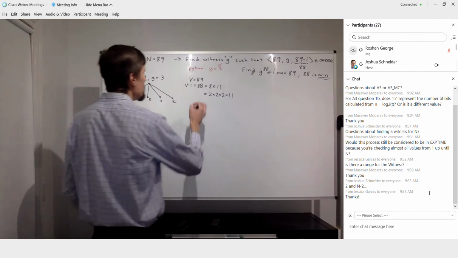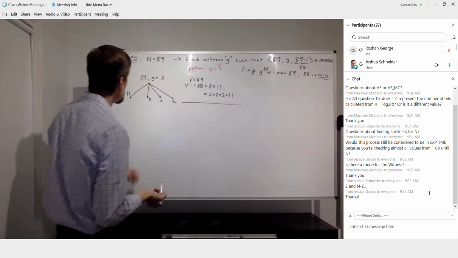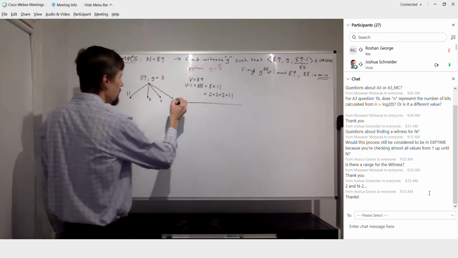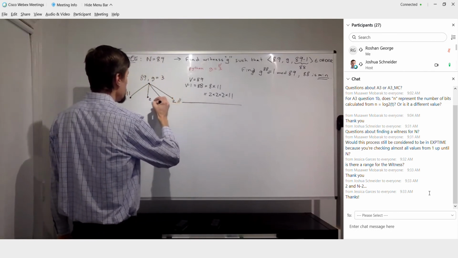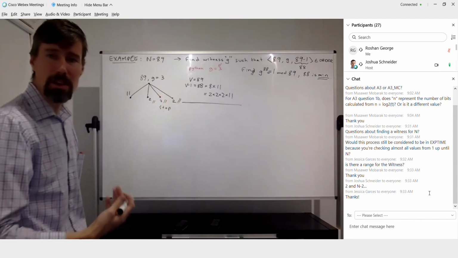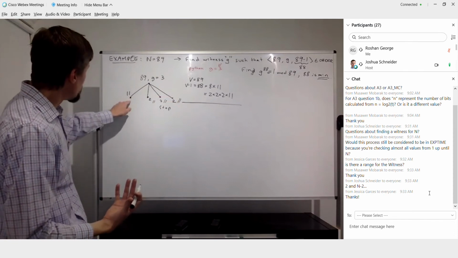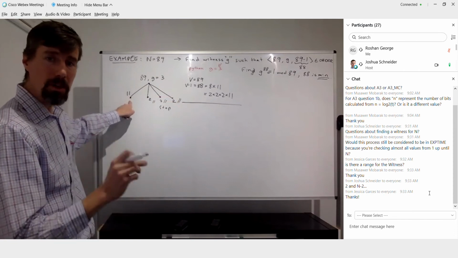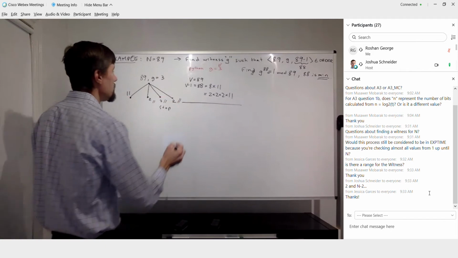So here's our next level. Our next level, I see 2, 2, 2, these stop. Okay, so these all stop because 2 is recognized as a self-certified prime, but 11 keeps going. So my new node is going to be V is equal to 11 here.